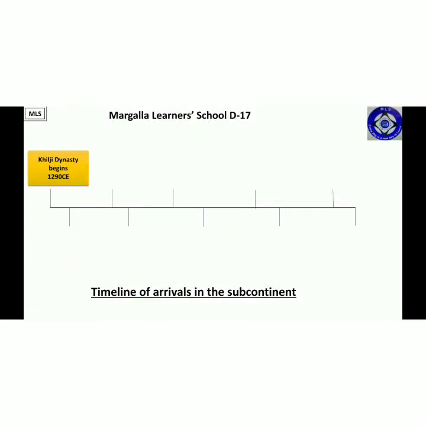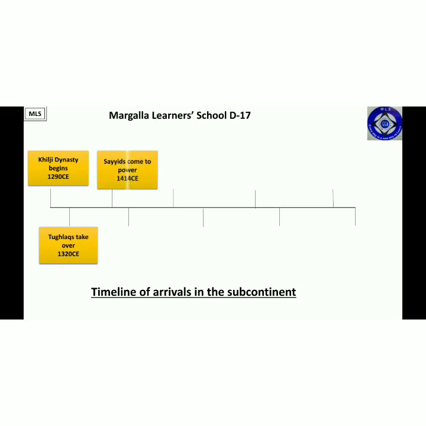Moving forward, the Khilji dynasty begins. As in grade 6, you have studied about different dynasties and empires in the subcontinent. In the same manner, after the slave dynasty, the Khilji dynasty begins in 1290 Common Era, and then the Tughlaqs take over in 1320 Common Era. Basically, this whole timeline is regarding Muslim rule, but the Muslim rulers are getting interchanged. After the slave dynasty, there is the Khilji dynasty, and then the Tughlaq dynasty.